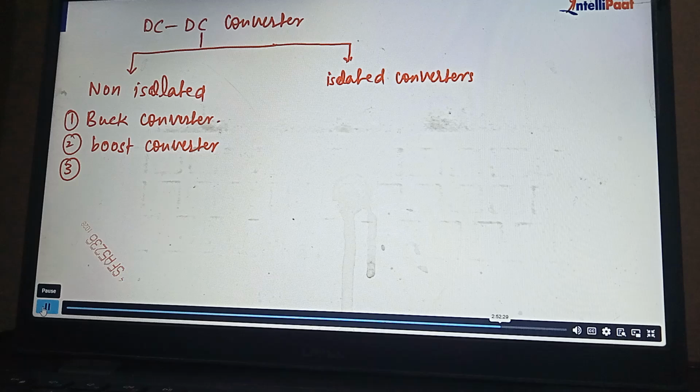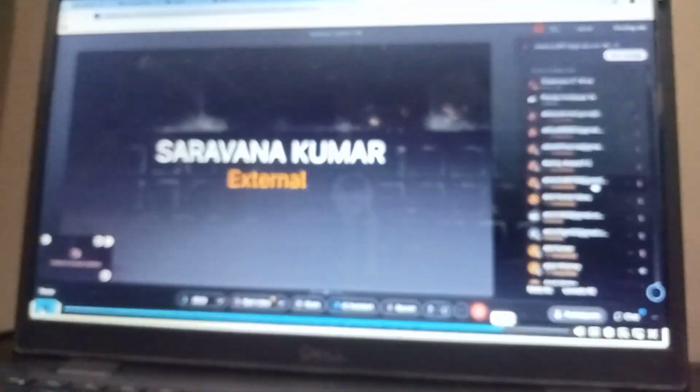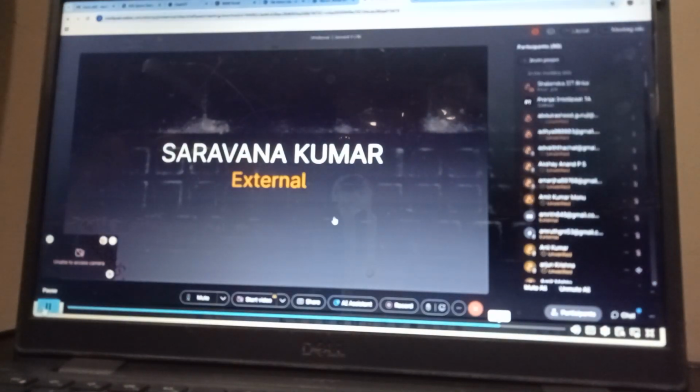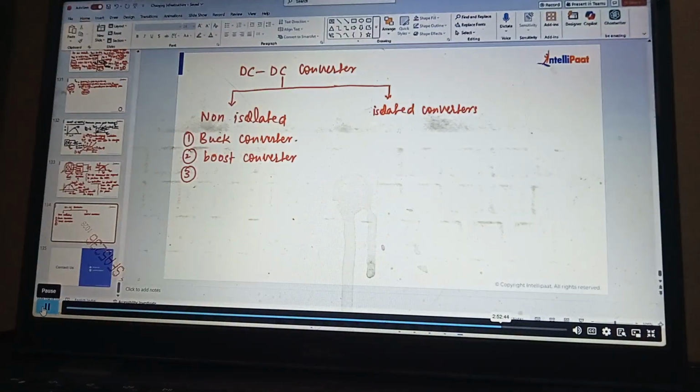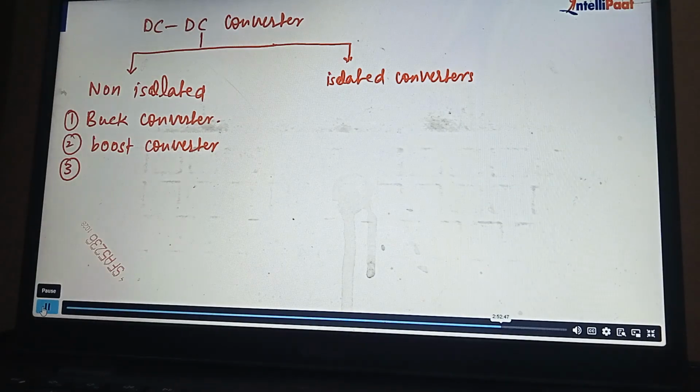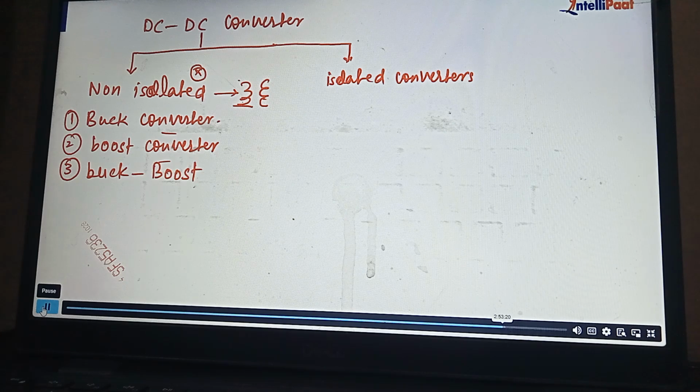Buck converter. What is isolated and non-isolated? What is the difference? So I'm telling you the difference. Non-isolated means we are not providing isolation. There are no primary and secondary windings, like a high frequency transformer, in non-isolated converters. So we have the buck converter, the boost converter, and the third one, buck boost. I'll tell you the operation of these converters here. And the third one is the buck boost converter.